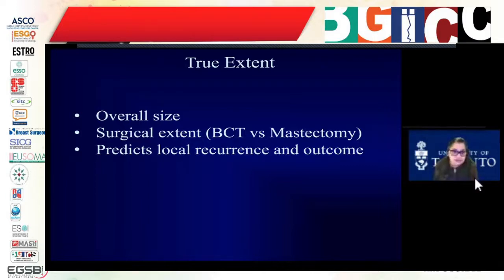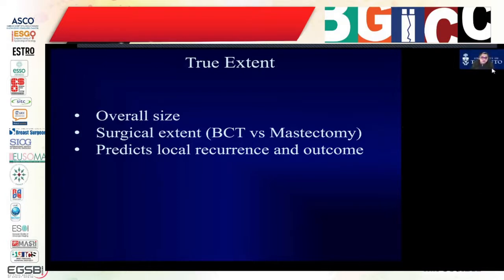So that's the difference between T size and true extent. We need to understand that T size is an indication of distant recurrence and staging, whereas the true extent is a local predictor of local recurrence and local outcome.